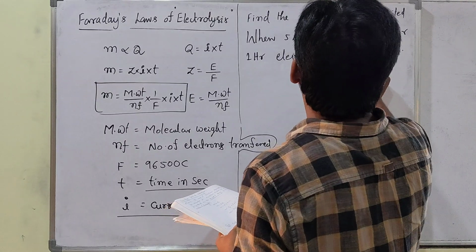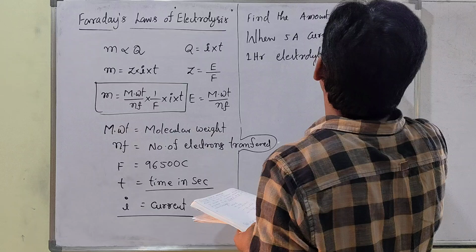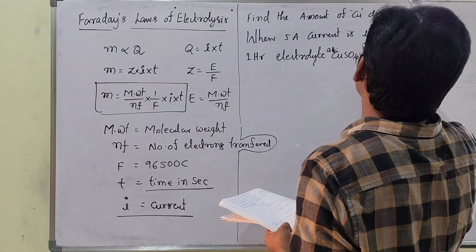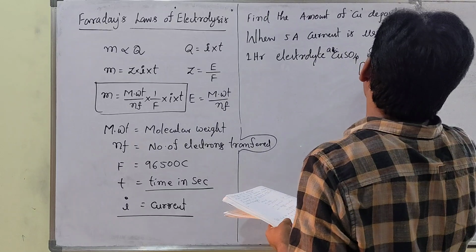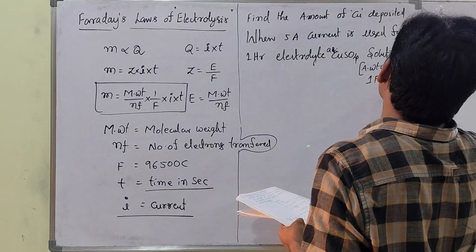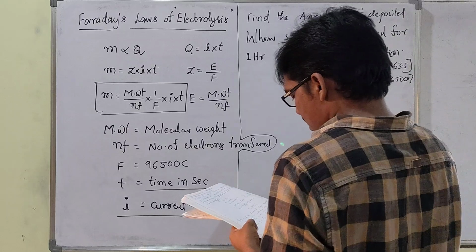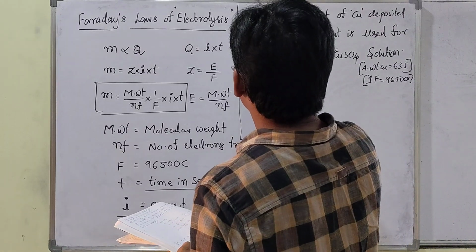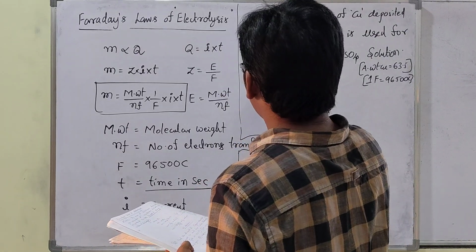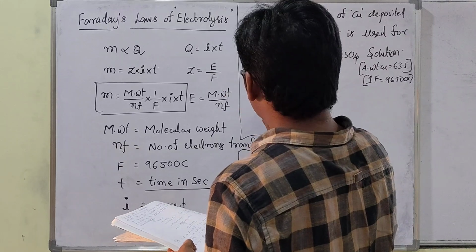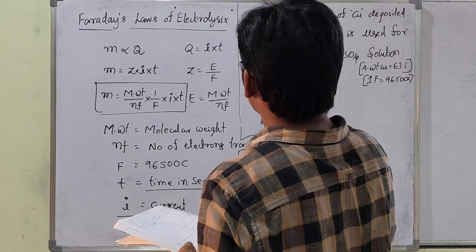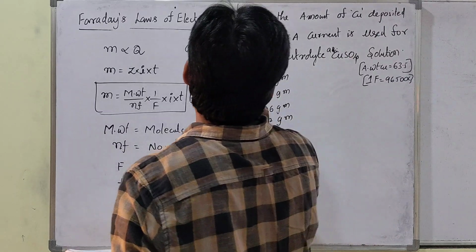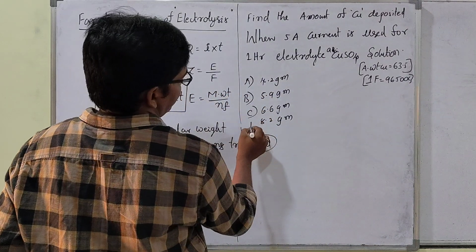Then the atomic weight of copper is given. Atomic weight of copper equals 63.5 is mentioned. Then 1 Faraday equals 96,500 coulombs, that is also mentioned. Then the options are given: 4.2 grams, 5.9 grams, 6.6 grams, 8.2 grams. So these are the options A, B, C, D.